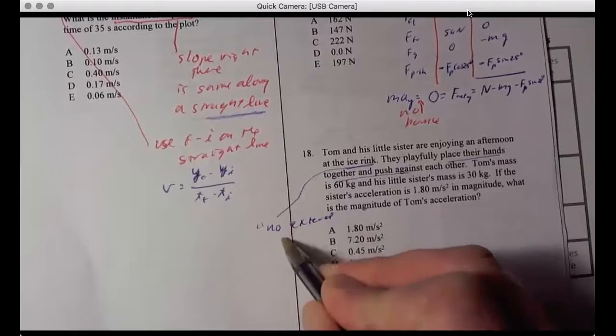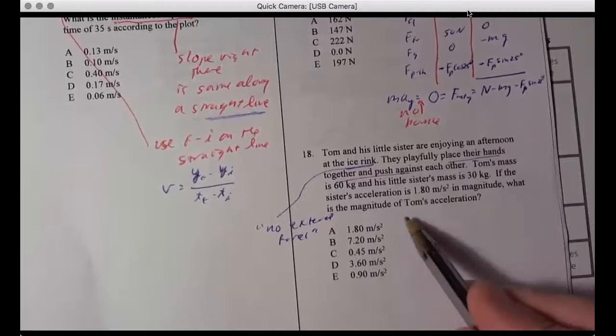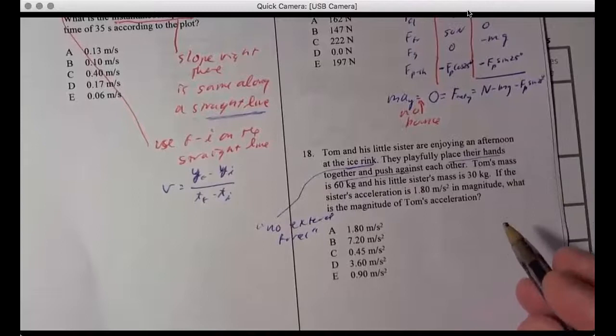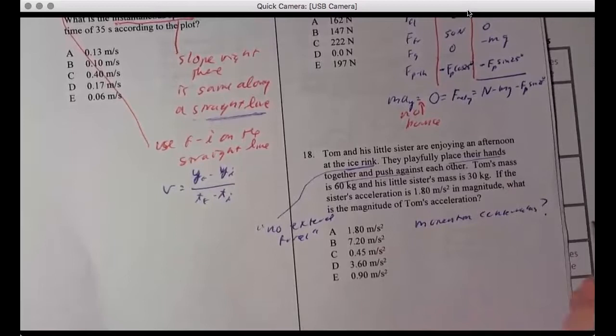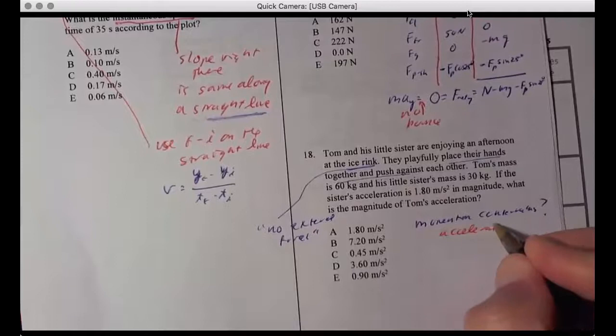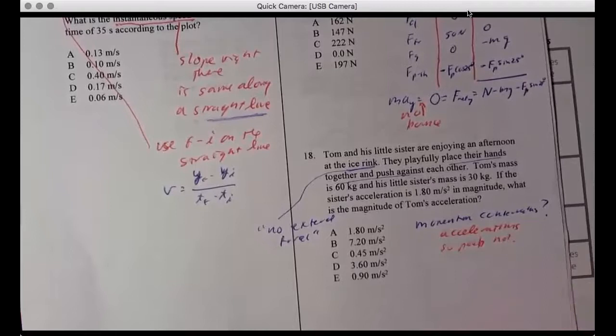Push against each other. Tom's mass, his sister's that. Acceleration of his sister is this. What's Tom's acceleration? Okay, so could this be momentum conservation? Well, it asks about acceleration. So probably not. Although that would be something you'd think about here.